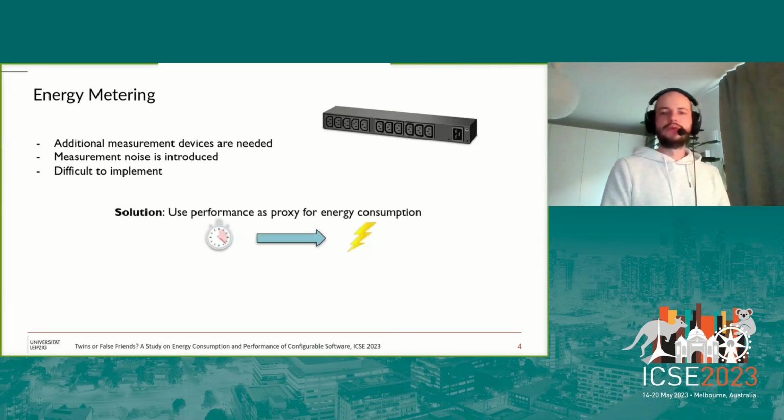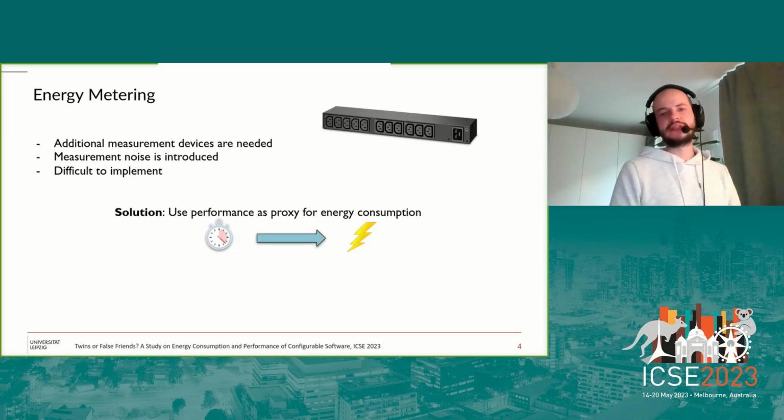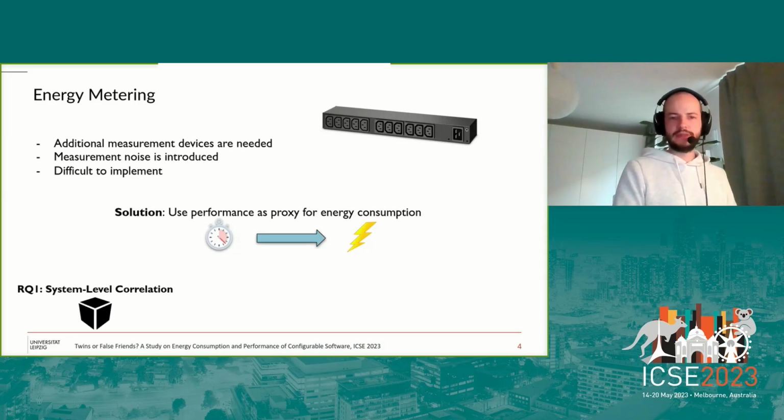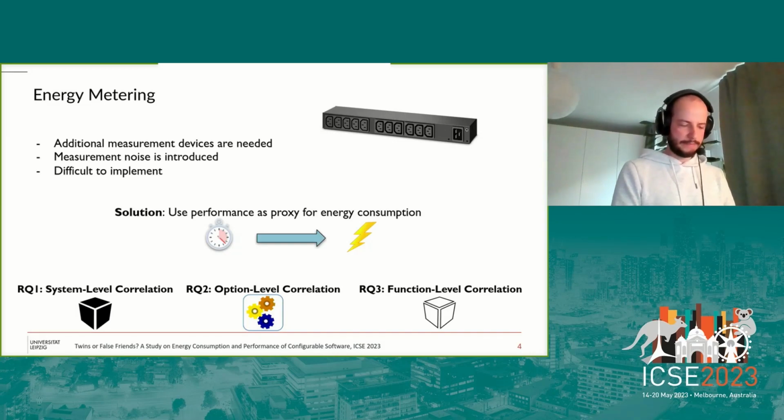And what's the idea now? We thought that we can use the performance values that are already available as a proxy for energy consumption, to reduce the number of measurements that we need to do on the energy side, or to improve the accuracy of energy measurements. We investigate this relation on three levels. On the system level, we see the software system as a black box. On the option level, we introduce configuration options to the system level and see if it helps. And then we do this also on the white box level, or function level, and see if we can give the developer more hints on how to look for hotspots and bugs.